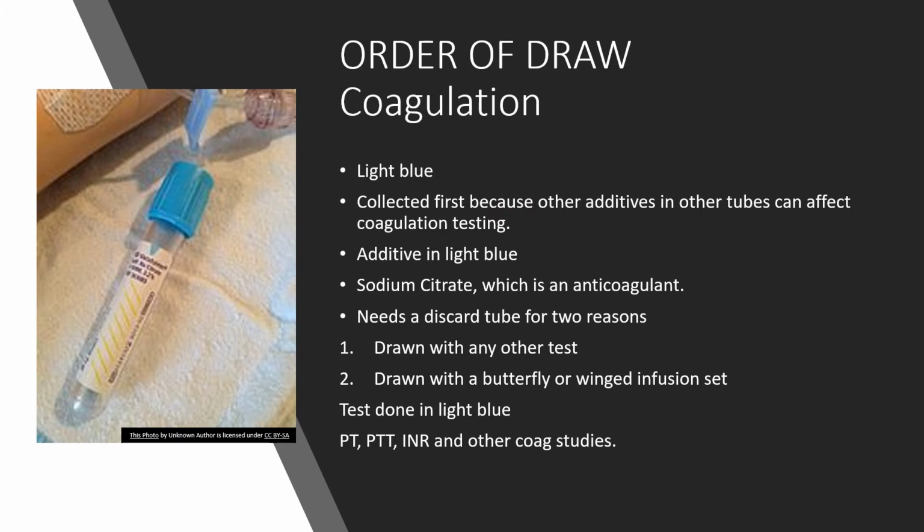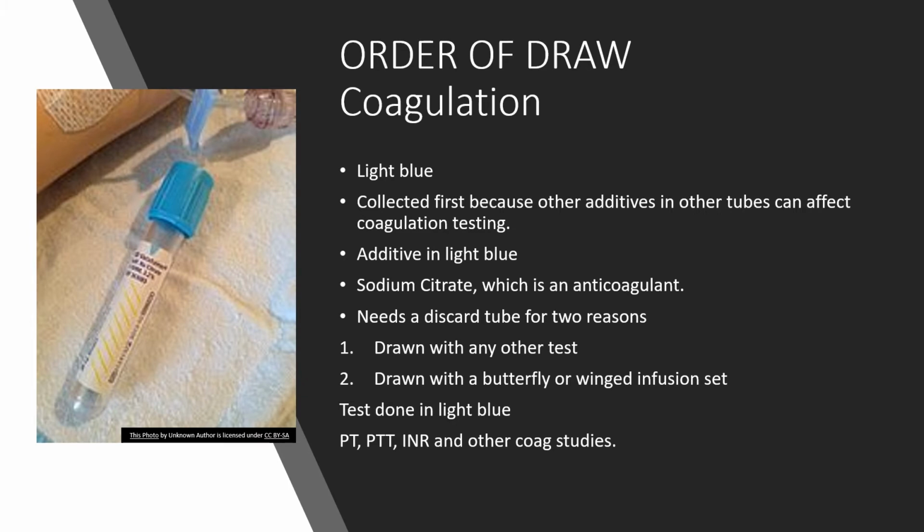So the next tube that we talk about is the light blue top tube, right? That's our coagulation tube. That's what we call our coag tube. And just remember, when we draw our blood culture bottles, those are delivered to the microbiology section of the laboratory, okay? When we draw a blue top tube, a coagulation tube, that tube is delivered to the hematology department of the lab. Now the light blue is collected first because additives in other tubes can affect coagulation testing.